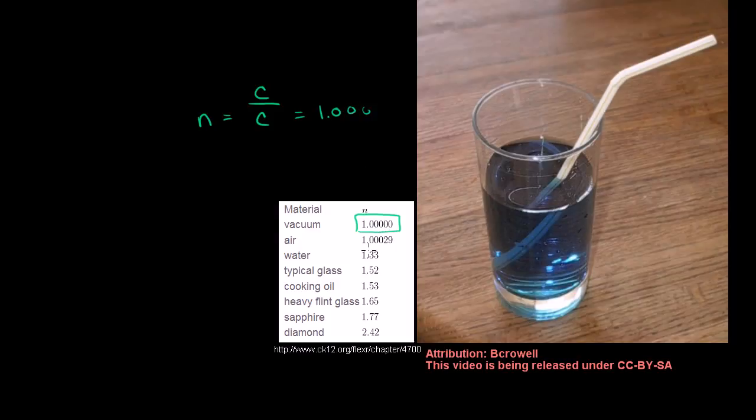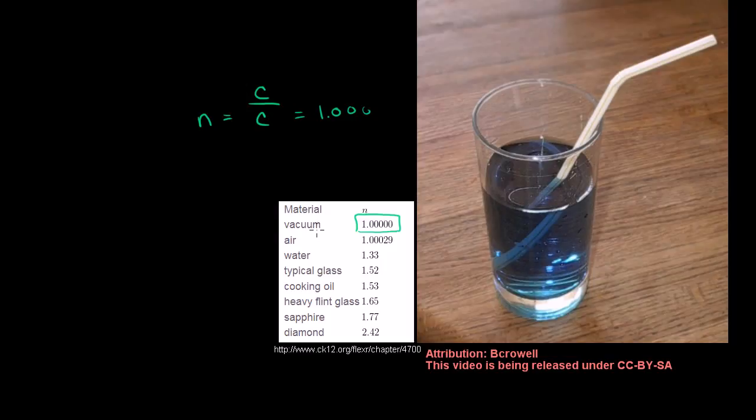And you can see in air, this number is only going to be slightly smaller than the speed of light in a vacuum. So in air, it's still pretty close to a vacuum. But then for a diamond, it's traveling a lot slower. Light is traveling a lot slower in a diamond than it is in a vacuum.